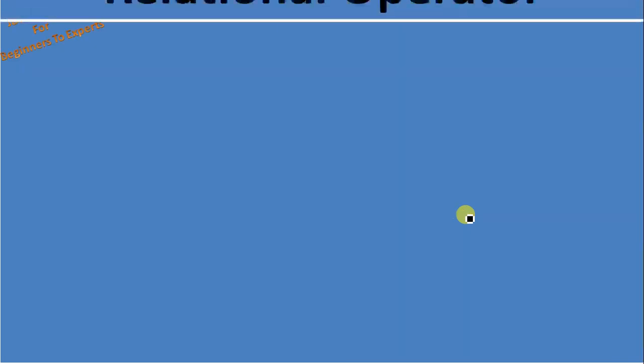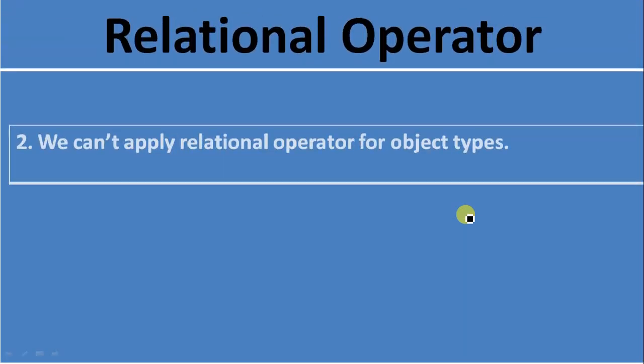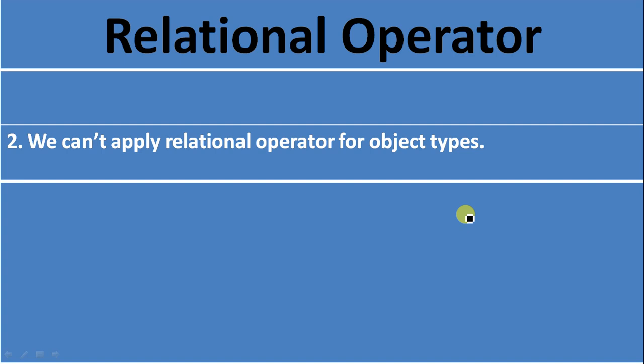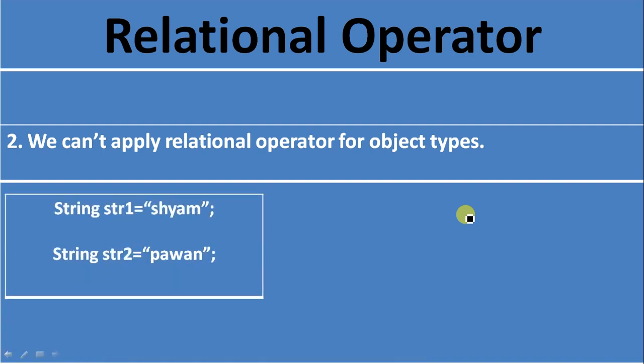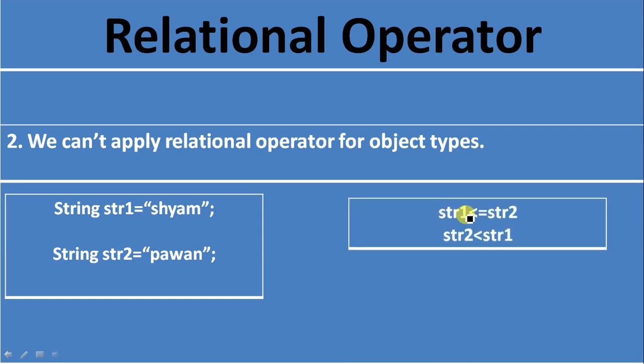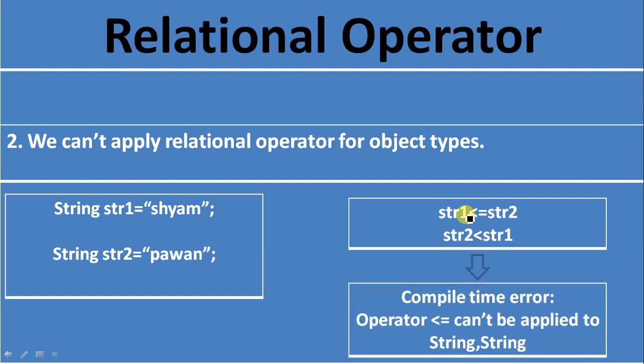Okay, next. We cannot apply relational operators for object types. Here we are creating two string objects, string 1 Syam and string 2 Pawan, and if we apply relational operators on these objects, it will give a compile time error.